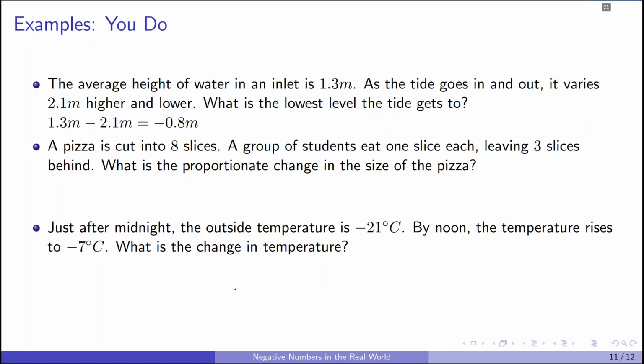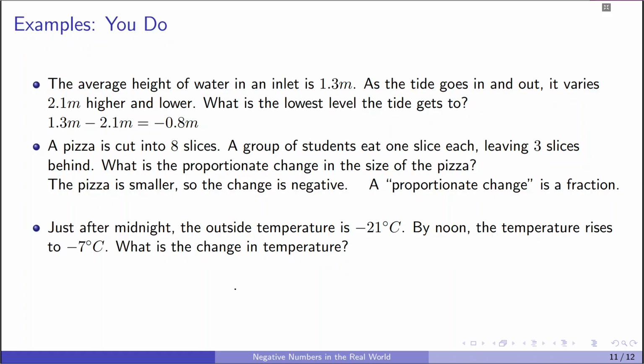Next, a pizza is cut into 8 slices. A group of students eat 1 slice each, leaving 3 slices behind. What is the proportionate change in the size of the pizza? Well, the pizza's smaller, so our change is going to be negative. We're losing some pizza. A proportionate change is a fraction. So 3/8, right, we've got 3 of our 8 slices left. That's our final, minus the initial when 8 out of 8 slices were there. So our change is a negative 5/8. That's the proportionate change in the pizza.